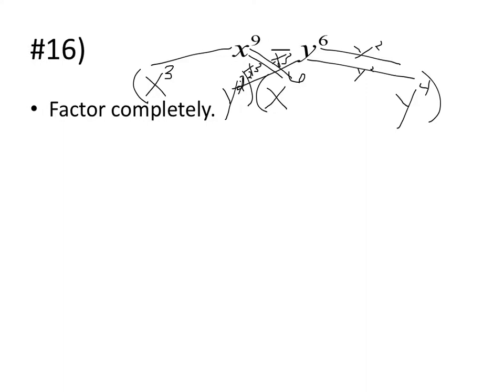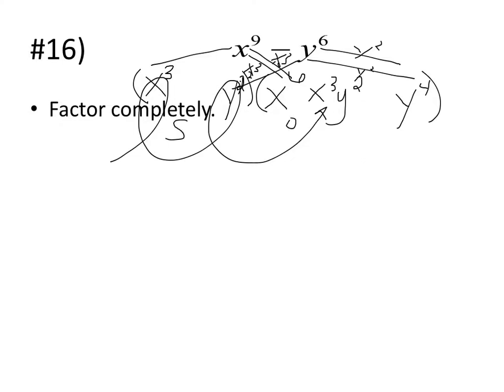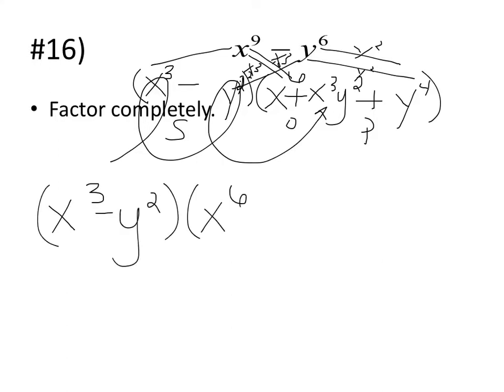Okay, now when you do the loop-de-loop, you end up with x cubed y squared, okay? And then scream or puke is going to be same sign, opposite sign, positive. Now I know on your study guide it says this is a 6, but I'm right, it's a 4. So it's x to the 6th plus x cubed y squared plus y to the 4th.